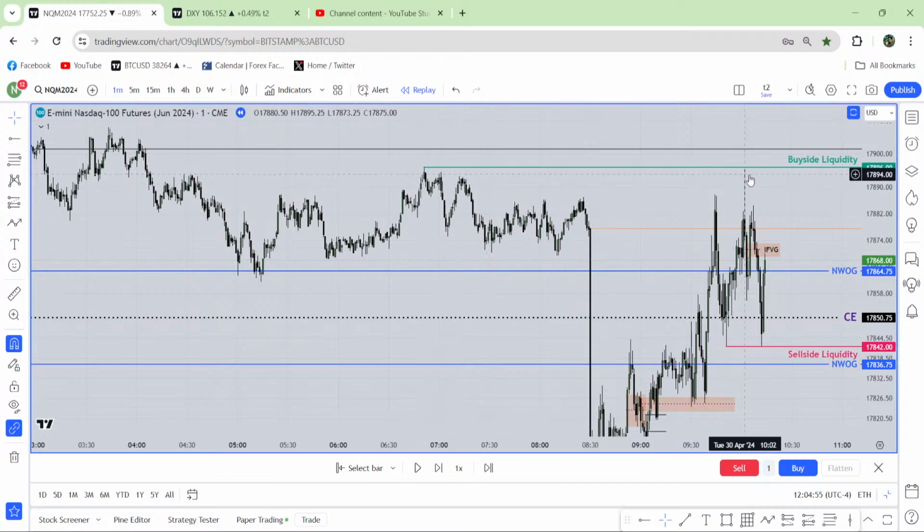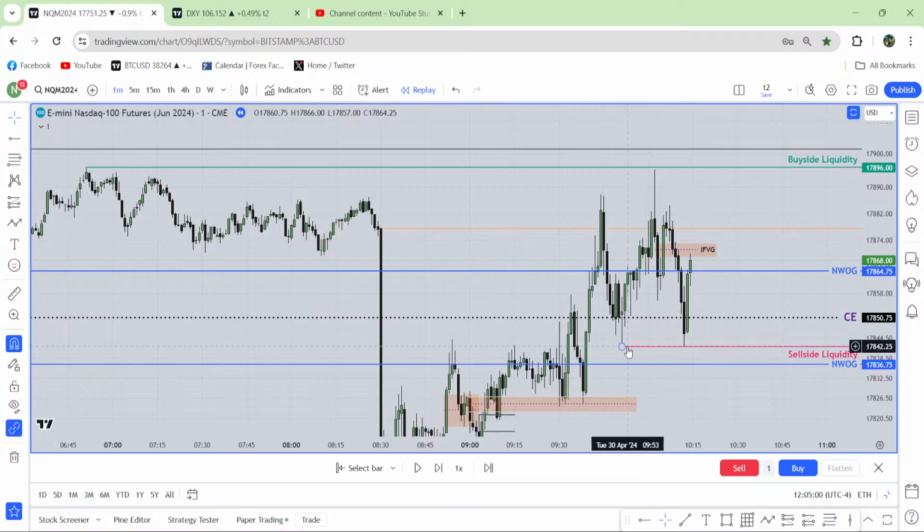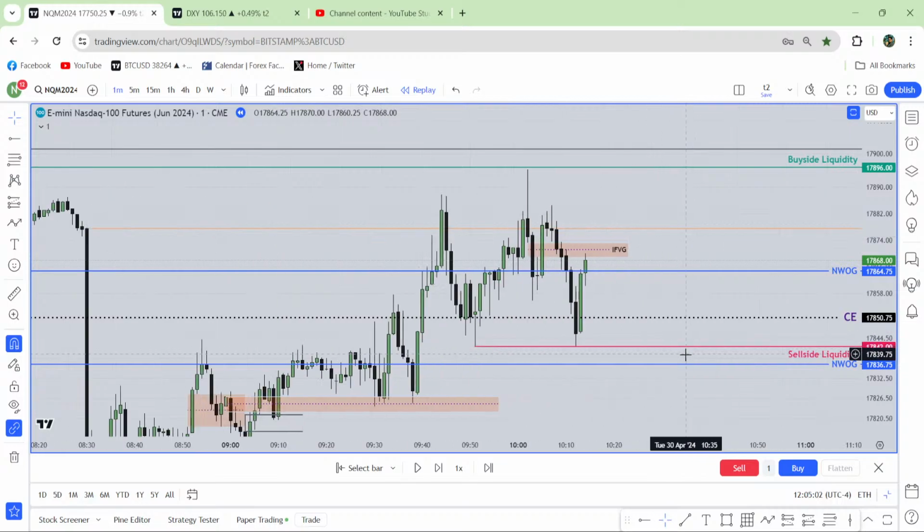Isn't it clean, man? Isn't it clean from the 15-minute chart? Isn't it clean? And look at this sell side liquidity. Which one is cleaner to you? Both of them are 50-50. Where is price right now?